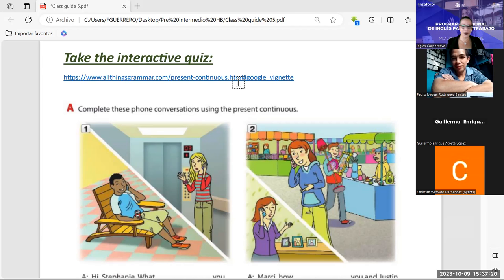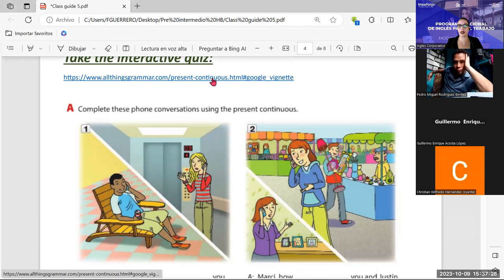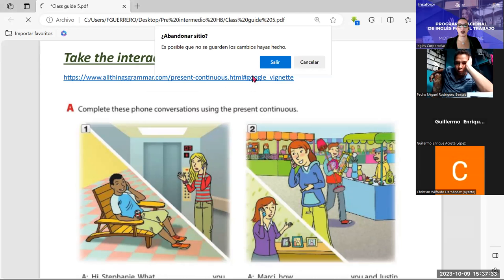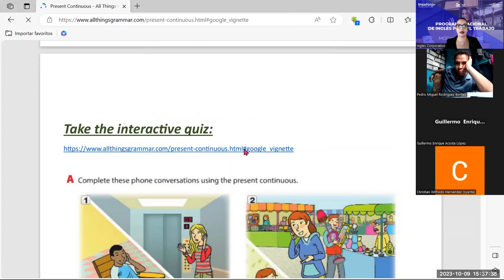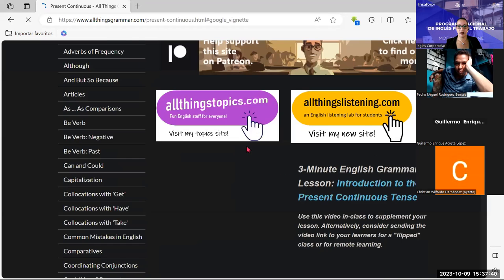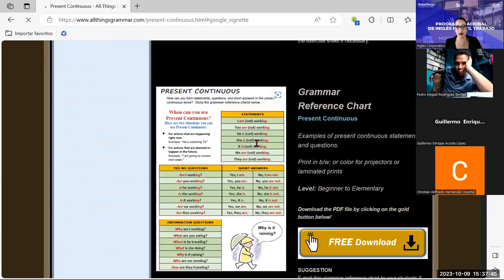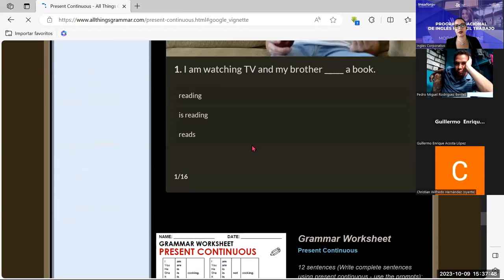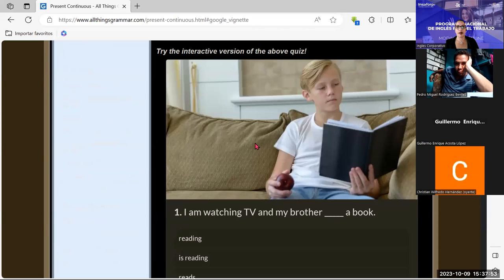That's good. Bueno, entonces acá tenemos un quiz interactivo para que puedan practicar lo que acabamos de ver de las spelling rules. Solo hacemos clic acá. Esta es la versión interactiva del quiz.